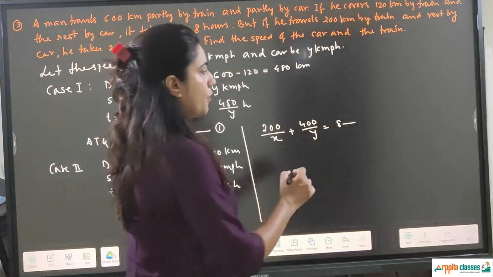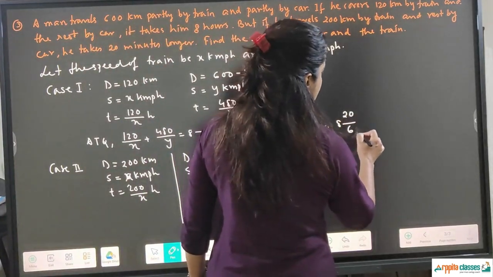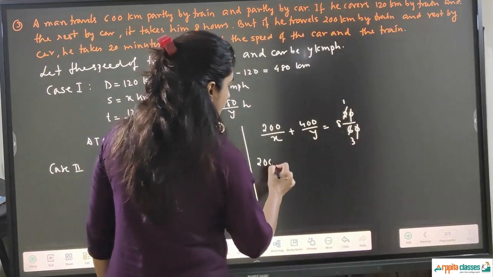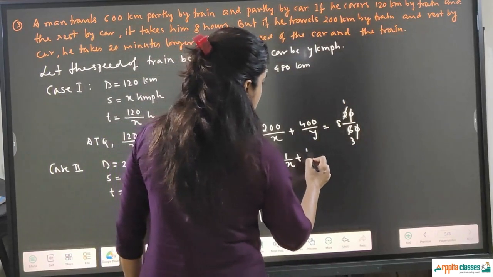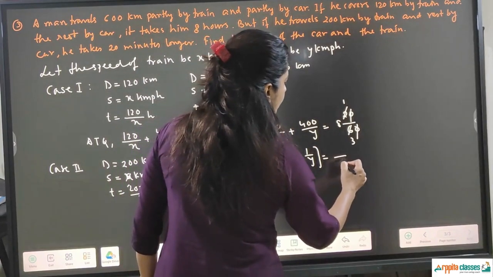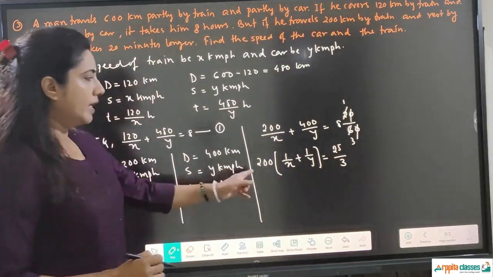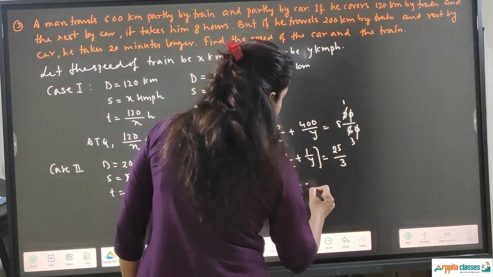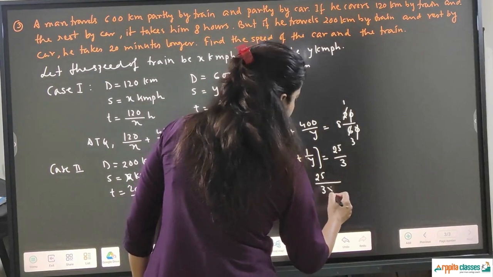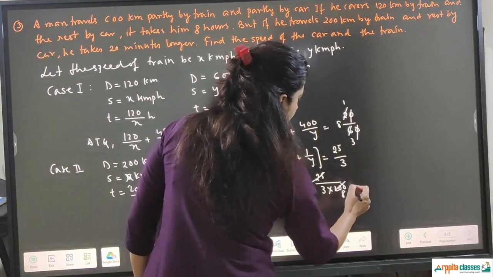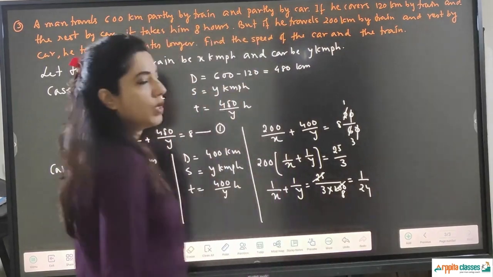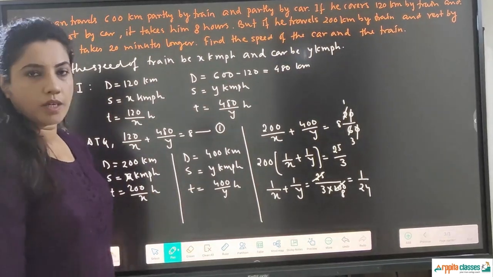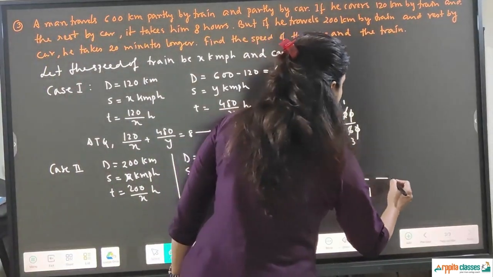That 20 minutes has to be converted into hours, so it will be 20 upon 60, this is cancelled, 1 upon 3. So here you take 200 common. So it is 1 upon x plus 2 upon y is equal to 25 by 3. Now in the next step, 200 will go that side. So it is 1 upon x plus 2 upon y is equal to 25 upon 3 into 200. So this will get cancelled. It is coming 1 upon 24. So one of the equations I am getting as 1 upon x plus 2 upon y is equal to 1 upon 24. This is my equation number 2.